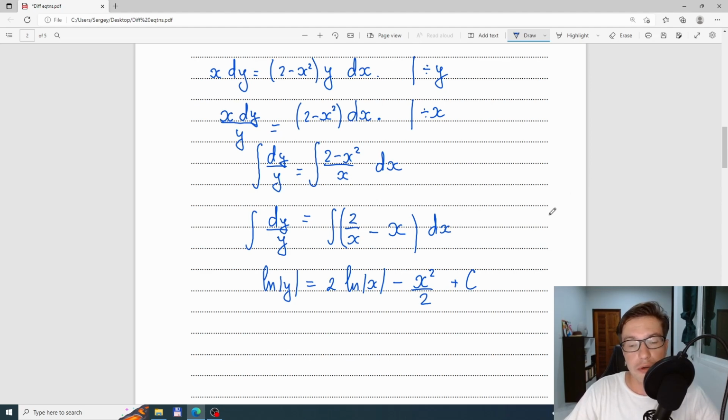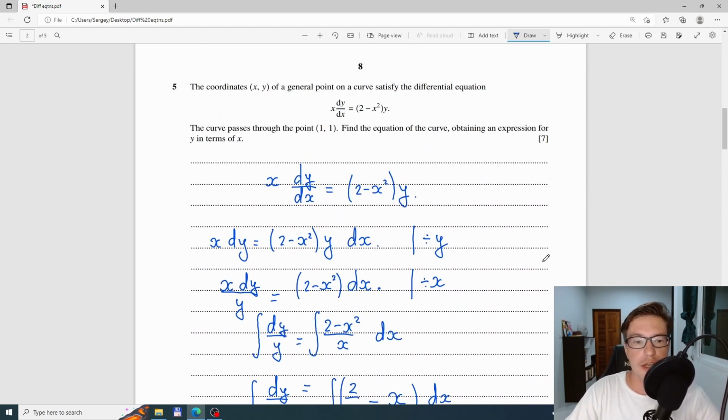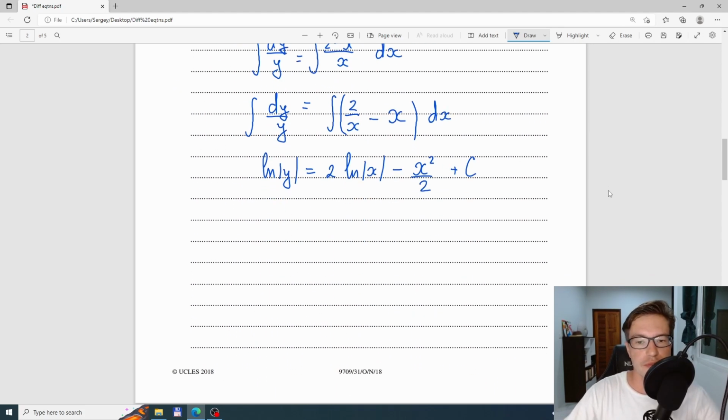Okay, now our goal is going to find c. In order to do so, we'll have to use the point on a curve. Here we know that the point 1, 1 should satisfy the equation of our curve. So let's substitute x equals 1 and y equals 1 into our equation.